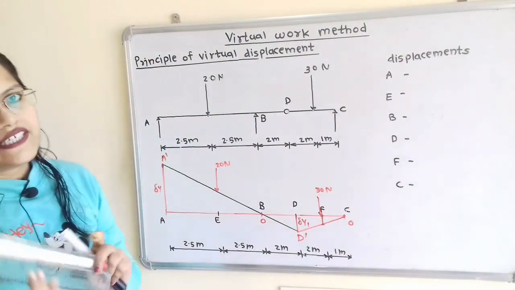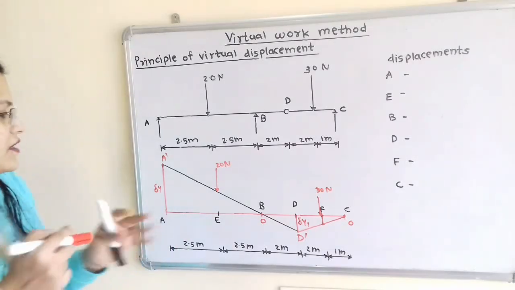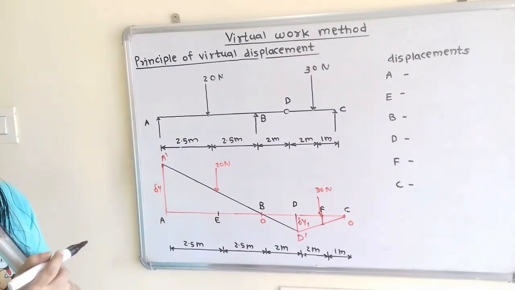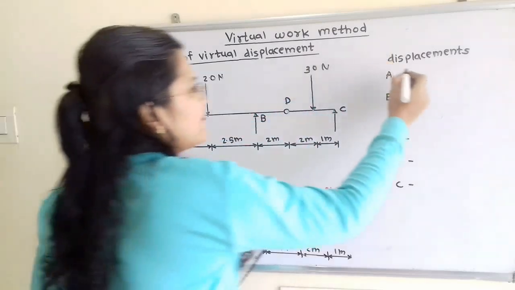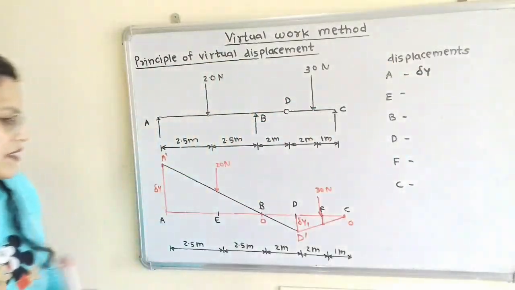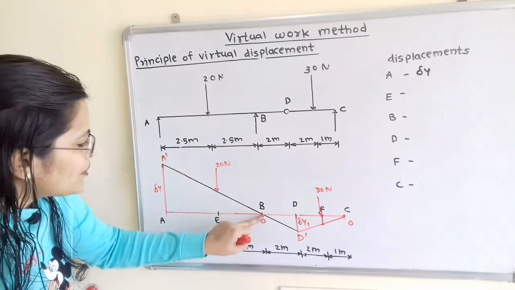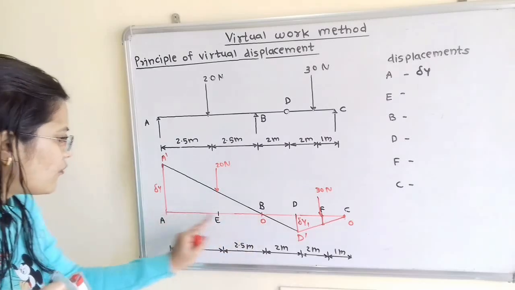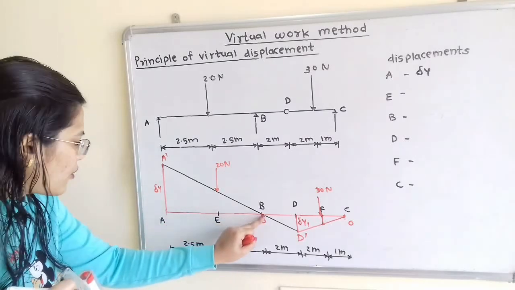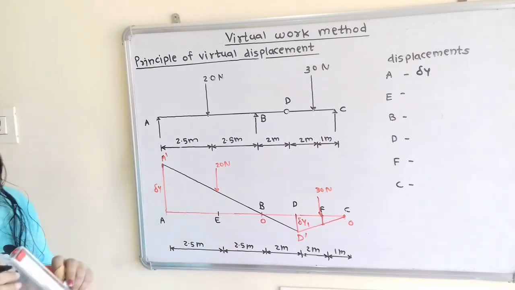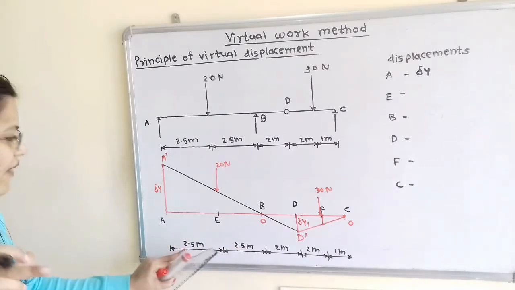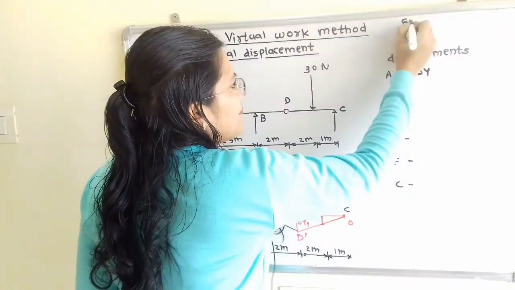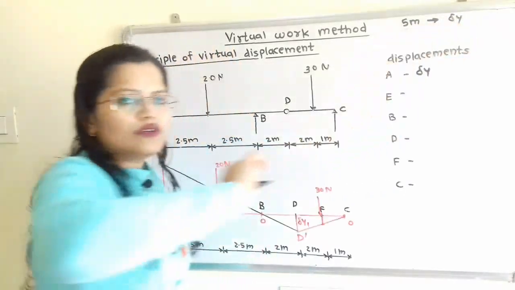Now we will find out the displacement at various points. With reference to this diagram, we can say that the displacement at point A will be delta y. Now if we observe at point B, displacement is 0. So from this 0, if we measure the whole length of the beam, from B to A, 2.5 plus 2.5, that is a length of 5 meter. What is the displacement? Delta y. So I will write here, for 5 meter length, displacement is equal to delta y.